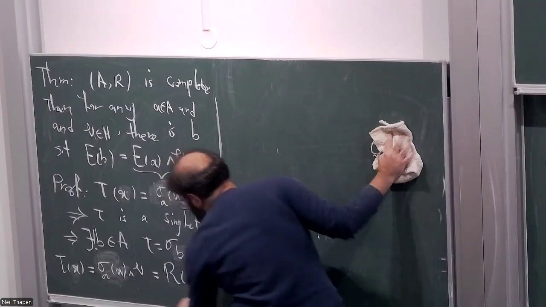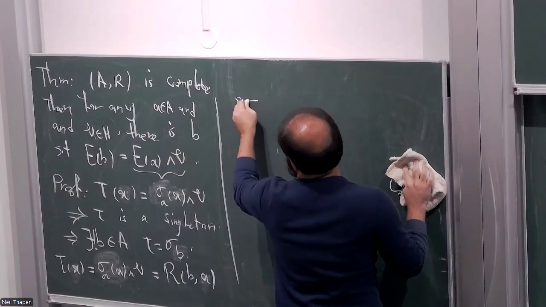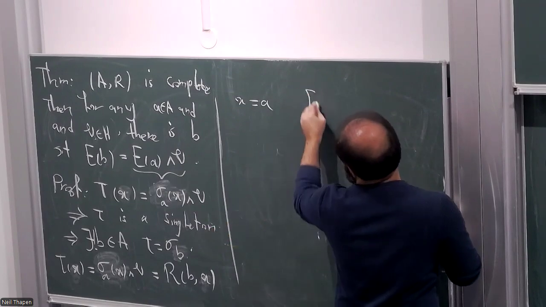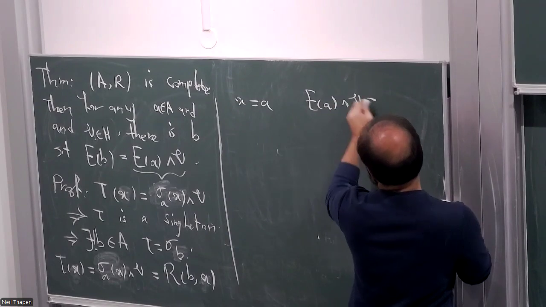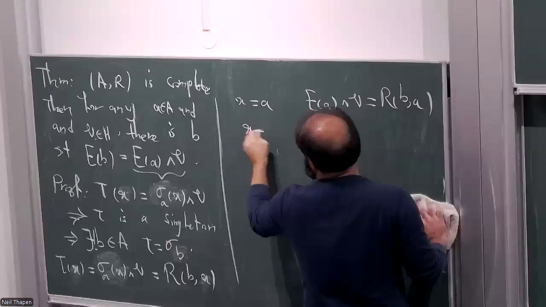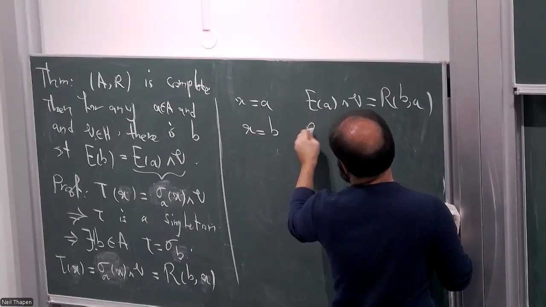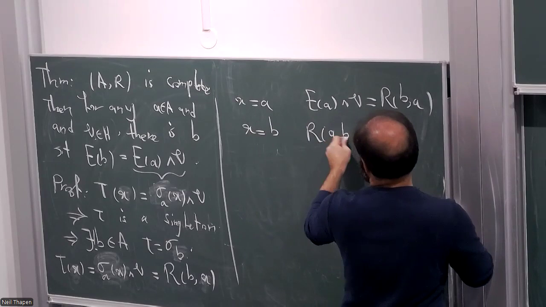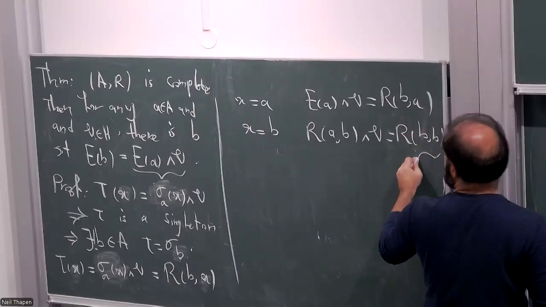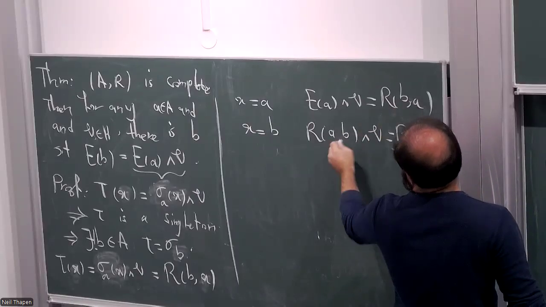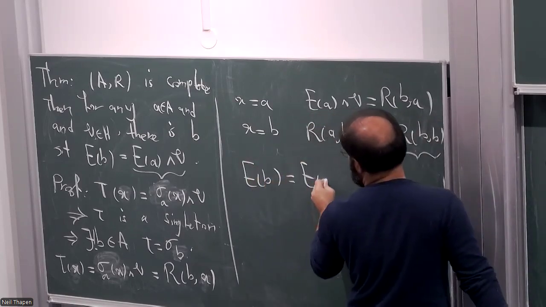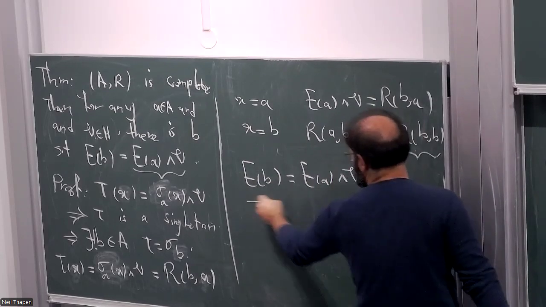So we have this equality, right? We put x equals a once, then we have sigma AA, which is just EA, and V equals RBA. And once I put this, then it would be RAB and V equals RBB, which is EB. So this equals that, therefore EB equals EA conjunction with V.